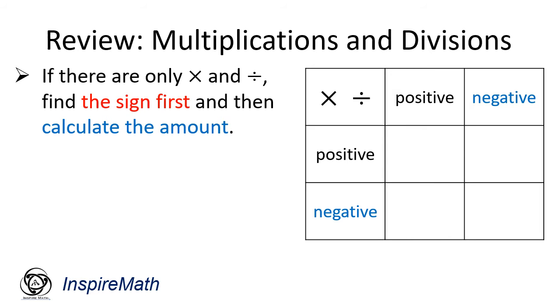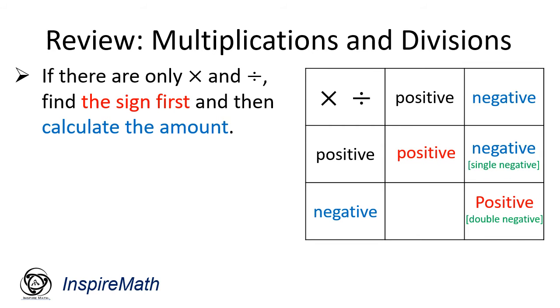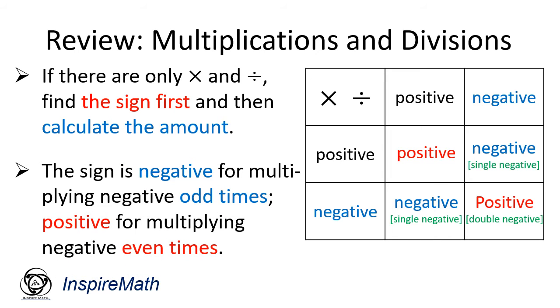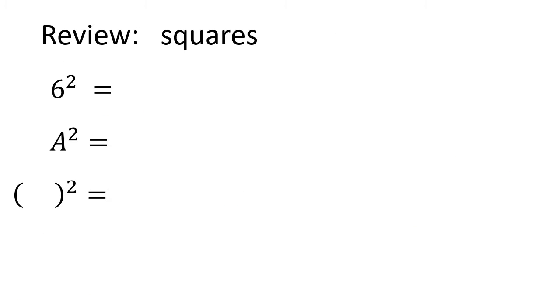Let's summarize this by using a table. We've studied positive times or divided by positive is equal to positive, and negative times or divided by negative is positive. This is called double negatives. Now positive times or divided by negative is equal to negative, and negative times or divided by positive is equal to negative. They are called single negative. The sign is negative if you multiply negative odd times, and the sign is positive if you multiply negative even times. Now let's review squares.